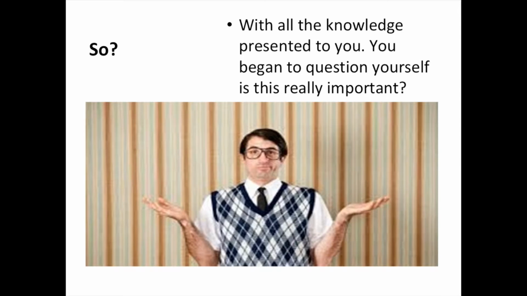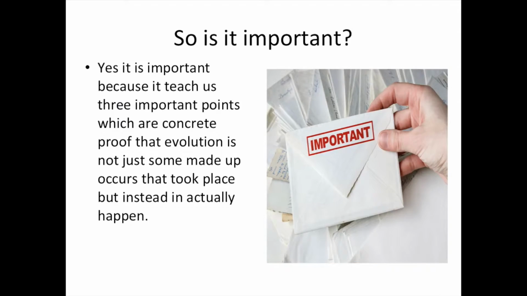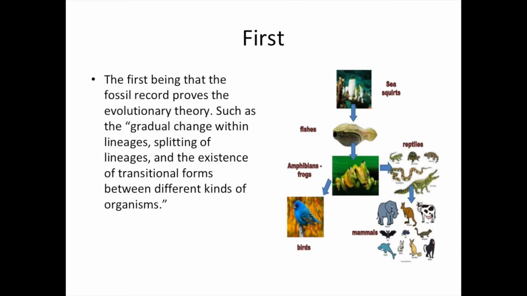With all the knowledge presented to you, you begin to question yourself, is this really important? Yes, it is important, because it teaches us three important points, which are concrete proof that evolution is not just some made-up occurrence that took place, but instead, it actually happened. The first being that the fossil record proves the evolutionary theory, such as the gradual change within lineages, splitting of lineages, and the existence of transitional forms between different kinds of organisms.